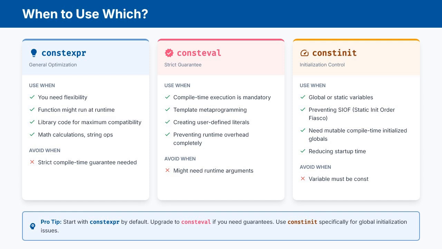Use constinit specifically for global variables where you want to prevent initialization order issues while maintaining mutability. This is important for global state that needs deterministic initialization but may need modification during execution. In general, start with constexpr for its flexibility. Only move to consteval or constinit when you have specific requirements they address.